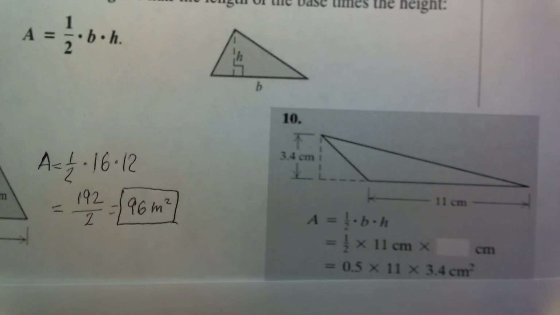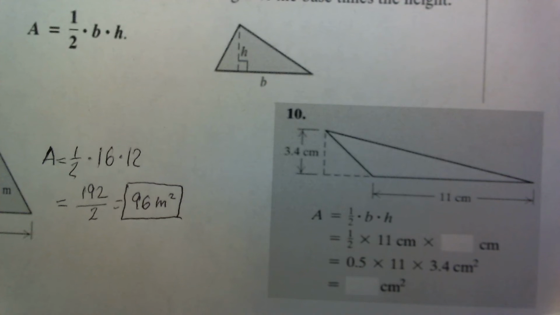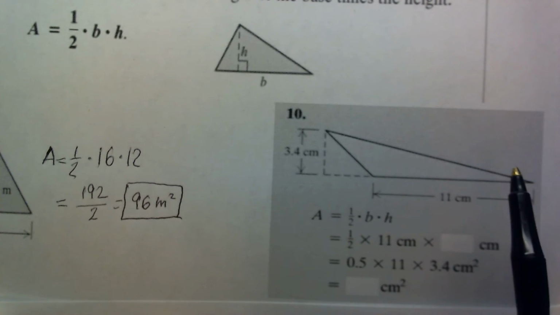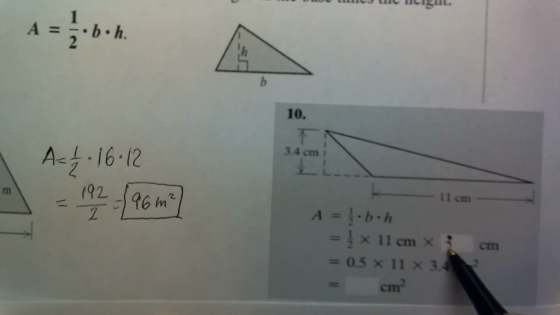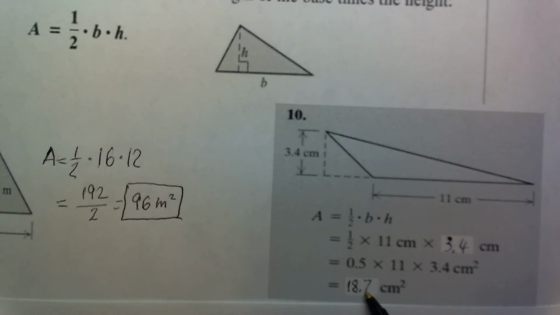And the guided solution, number 10, we're looking at a triangle where the base is 11 centimeters and the height is 3.4 centimeters. So therefore the area is equal to 1/2 times the base, 11 centimeters, times 3.4 centimeters. Therefore, we have 0.5 times 11 times 3.4, or 18.7 square centimeters.